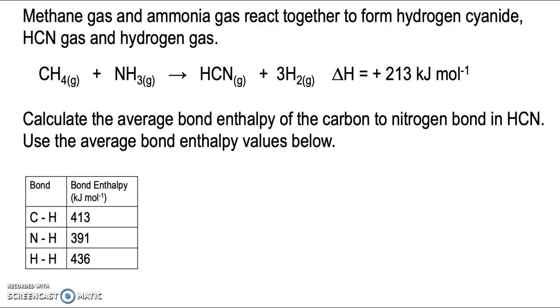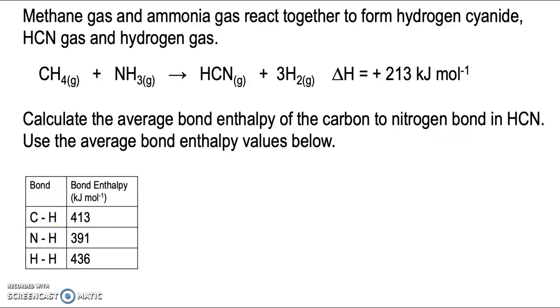Methane gas and ammonia gas react together to form hydrogen cyanide and hydrogen gas. And they've told us the enthalpy of this reaction is 213 kilojoules per mole. So what we're going to be doing is working out the average bond enthalpy of the carbon to nitrogen bond using the values that they've given us.